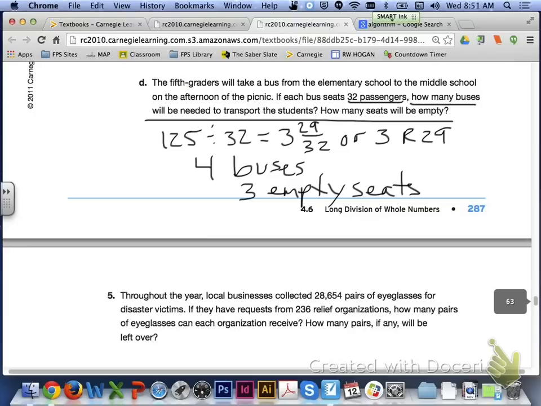And finally, if we look at letter D, each bus seats 32 passengers. How many buses will be needed to transport the students, and how many seats will be empty? Your division problem should be 125 divided by 32, which is going to give you an answer of 3 and 29/32, or 3 remainder 29. They would have to have 4 buses in order to transport the students, and 3 seats would be left empty.